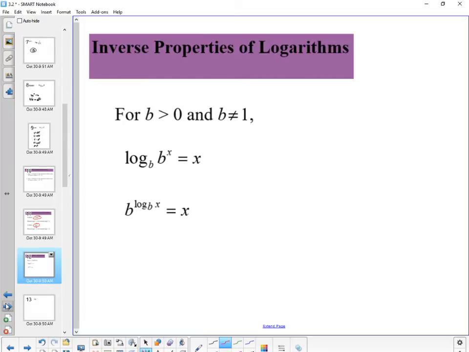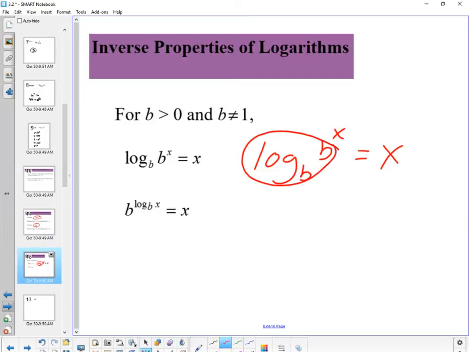Inverse properties of logarithms. Can you guys see this okay? This says log base b of b to the x. Well, what's log b of b? It's just 1, right? So what ends up happening is it's like that 1 times x, it just ends up being x by itself. So if you see this business going on, you can just drop that exponent down and it becomes a solution. Okay.